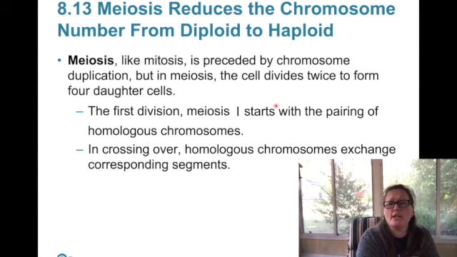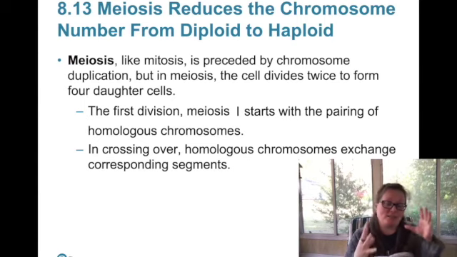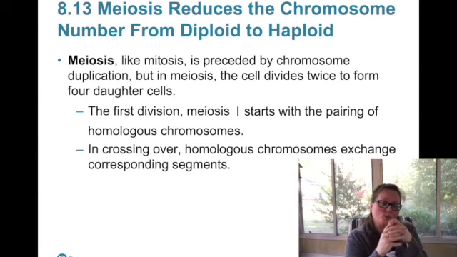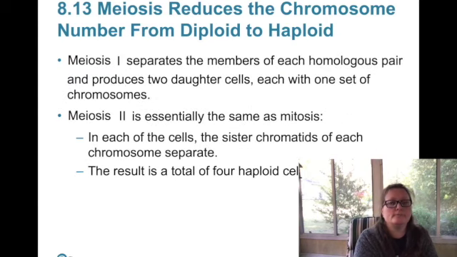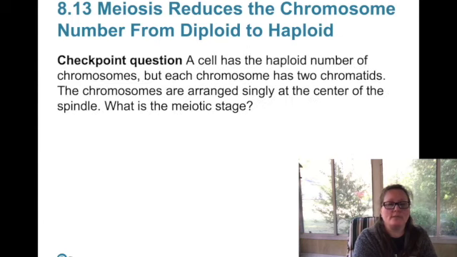So first division, meiosis one, starts with the pairing of homologous chromosomes. Crossing over is where it can exchange segments. Talked about this in class, and I said it's because when it all bunches up, sometimes it twists up, and when they separate, it pulls parts from the other. Meiosis one separates the members of each homologous pair, and then meiosis two is pretty much the same as mitosis, where it all ends up in haploids.